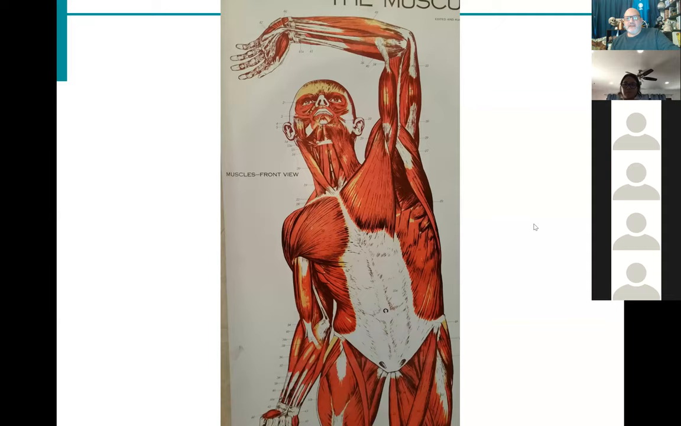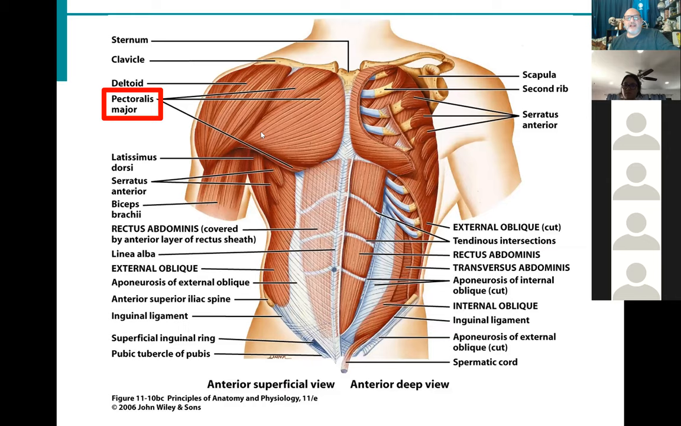Here from the anterior side, we can see the latissimus dorsi sneaking up to the front. But notice we also have this big broad muscle here, the pectoralis major. The pectoralis major, surprisingly, shares a big characteristic with the latissimus dorsi. So let's draw the pectoralis major.